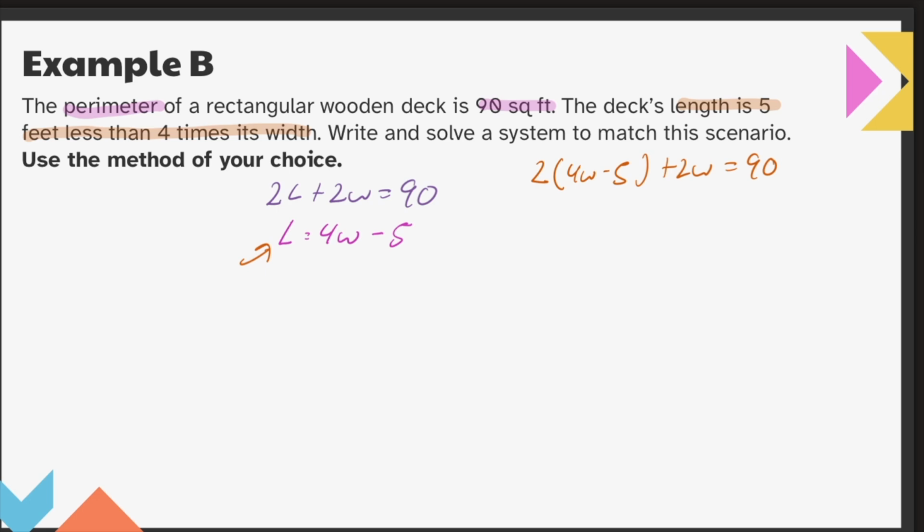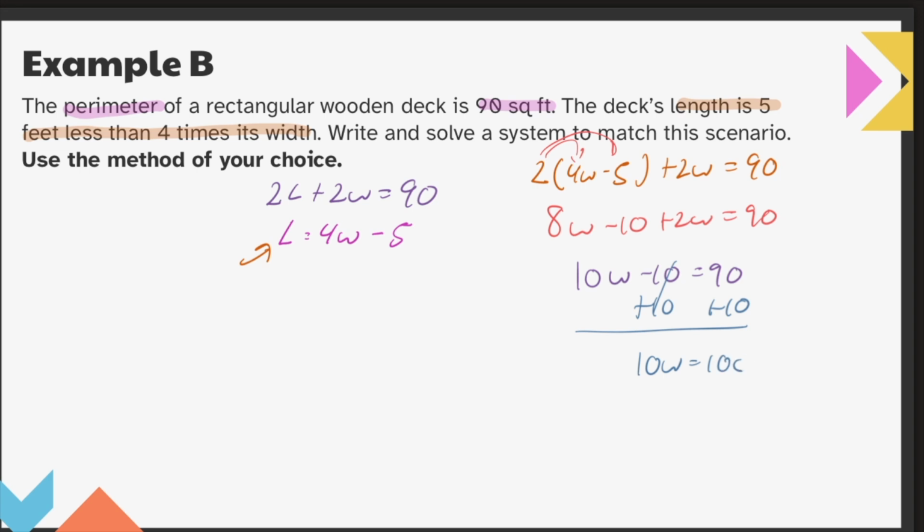I'm going to go ahead and distribute. So 2 times 4 is going to be 8. So 8W minus 10 plus 2W equals 90. I'll go ahead and combine my like terms. When I do that, I get 10W minus 10 equals 90. Now I've got a two-step equation where I'm going to add 10 to both sides. These are going to cancel, leaving me with 10W equals 100. My final step is to divide both sides by 10. And when I do that, W is going to equal 10, or 10 feet.